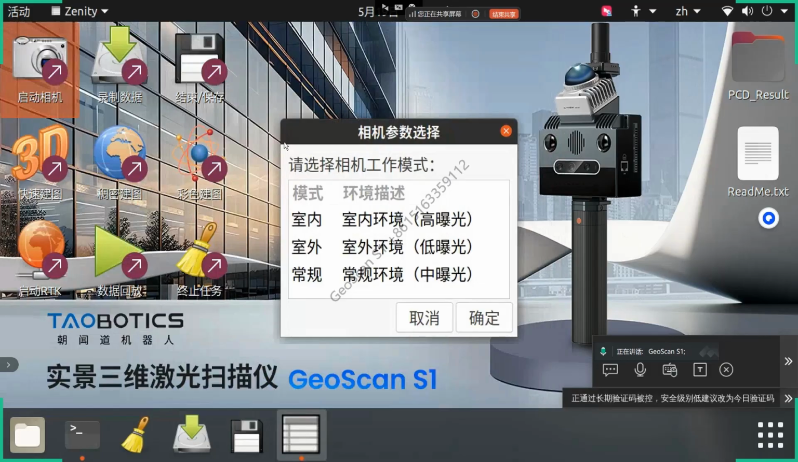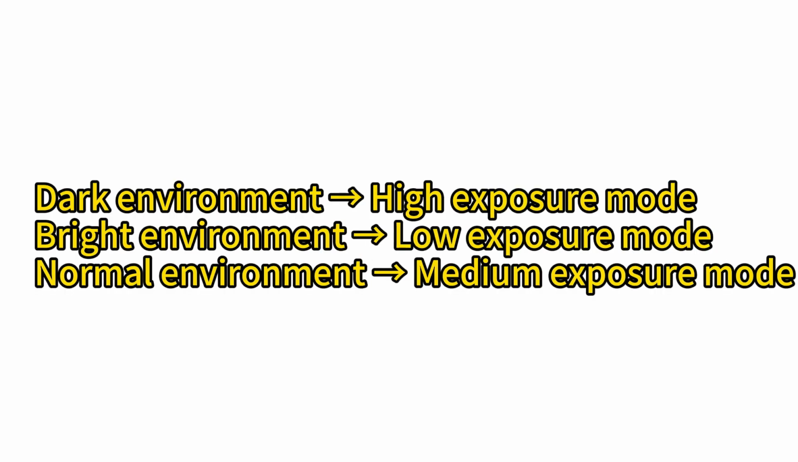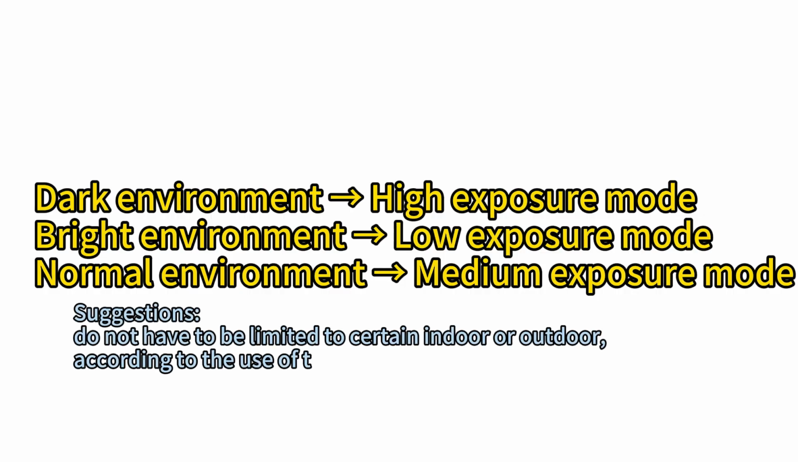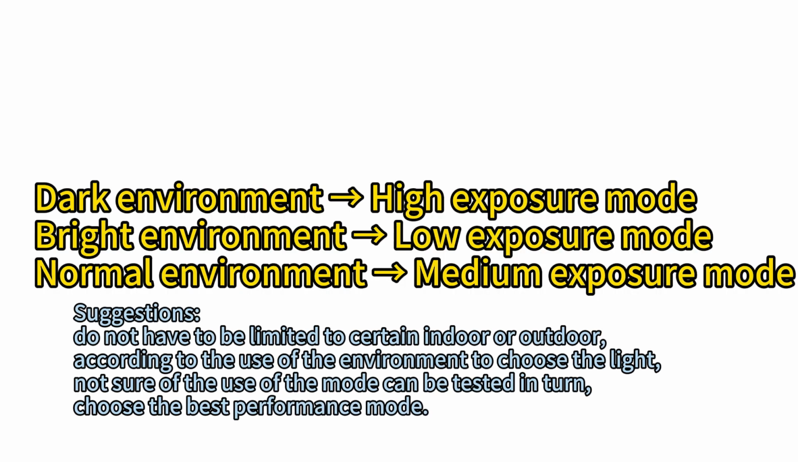It is recommended that you use the high exposure mode when the environment is dark. When the environment is bright, such as outdoor bright lights, it is recommended that you use the low exposure mode. When the usage environment is of general brightness, it is recommended that you use the medium exposure mode. It's not limited to whether it must be used indoors or outdoors.